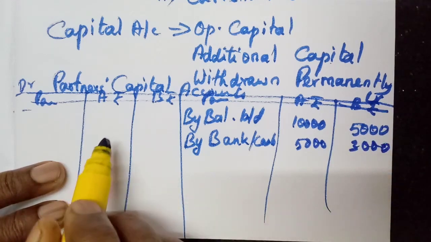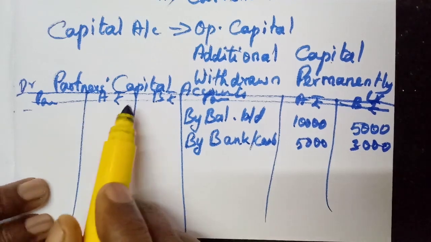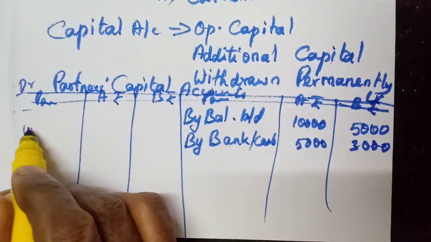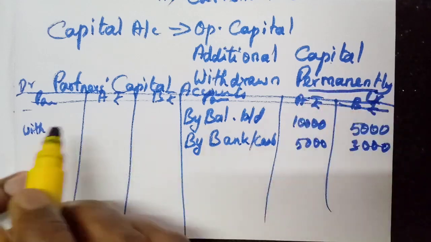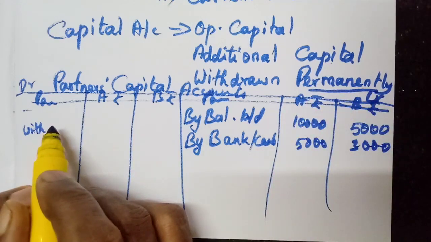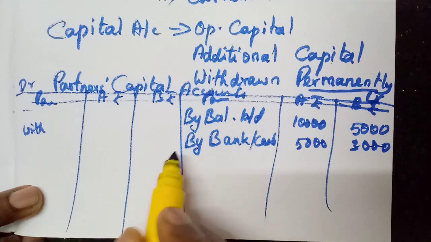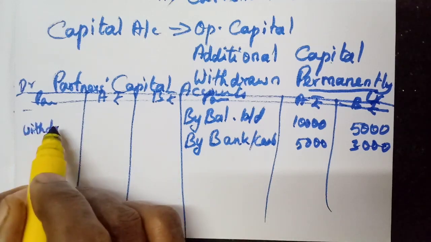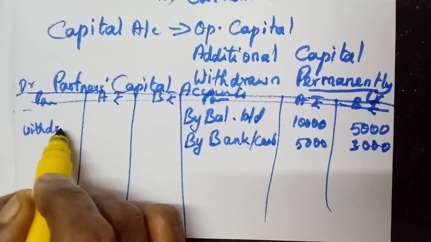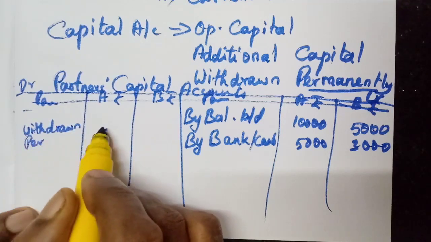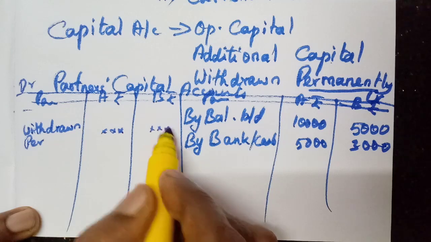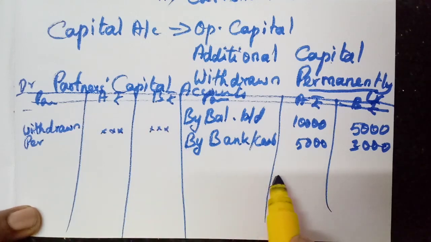Then mostly they never give the capital withdrawn. Then if it is withdrawn, it will come here. Not drawings, this one permanently. That you should remember. Permanently any amount is withdrawn, that should be written on the debit side. Drawings, but not the drawings. Here withdrawn permanently. If it is given, you have to write the amount. Then we need to balance it.